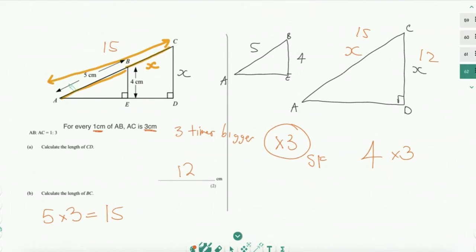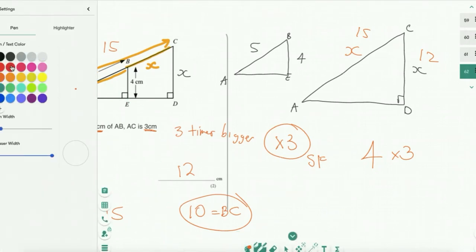So 15 minus 5 is 10. And that's our answer for BC. So all we used, guys, was our ratio to find the scale factor. Because 3 is 3 times bigger than 1, the scale factor is clearly 3.